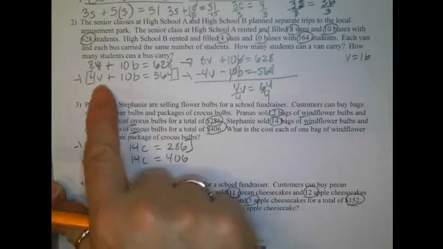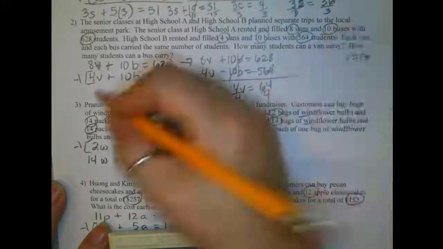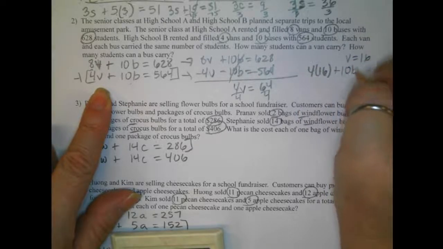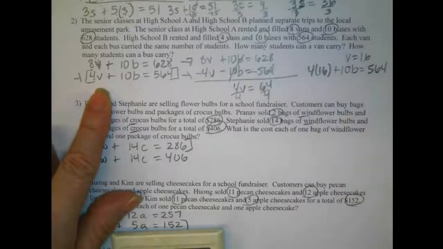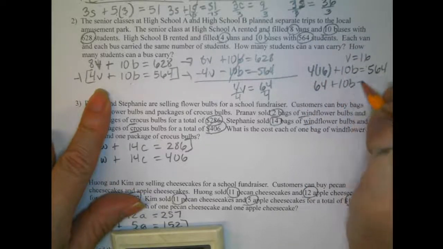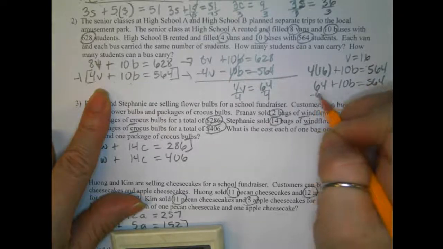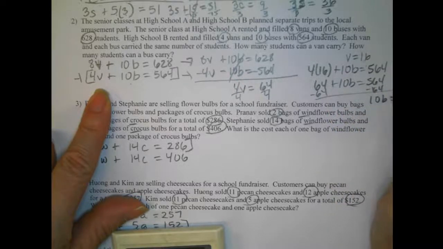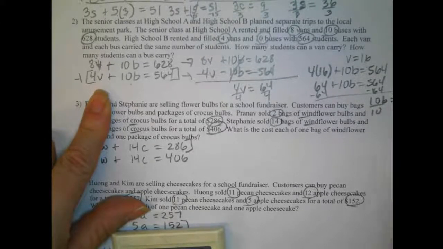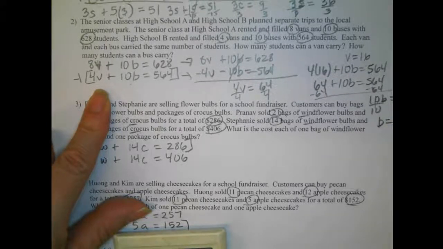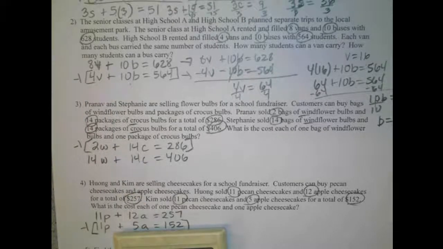I'm going to go ahead and substitute my v into one of my equations. Let's do this one: 4 times 16 instead of v, plus 10b, is equal to 564. 4 times 16 is 64, plus 10b equals 564. So I'm going to subtract 64. 10b is going to equal 500. When I divide by 10, b is equal to 50. So 16 people in a van and 50 people in a bus.